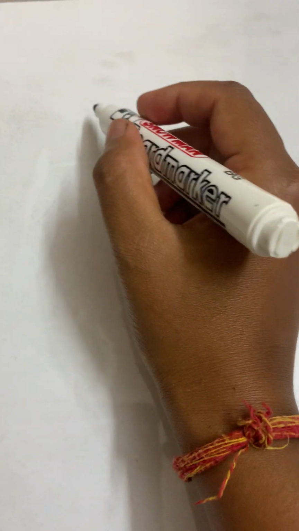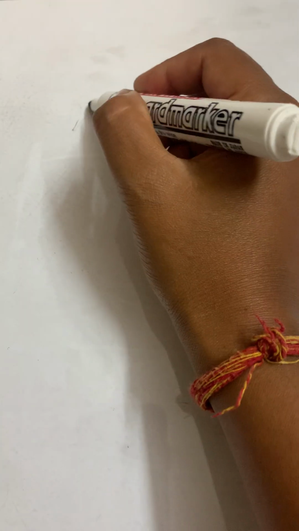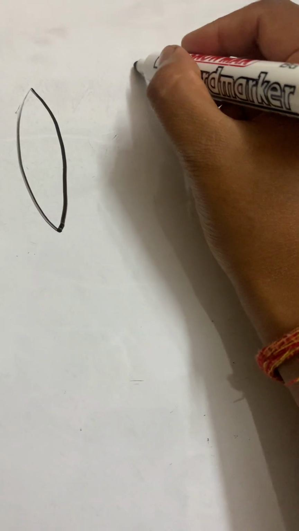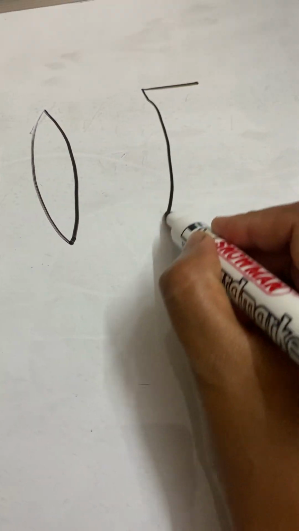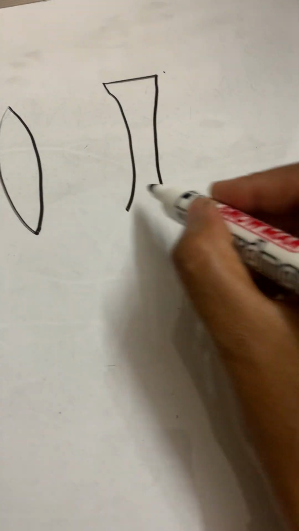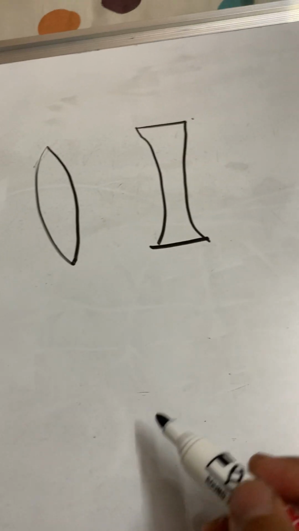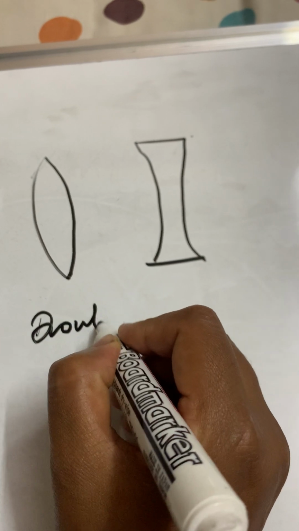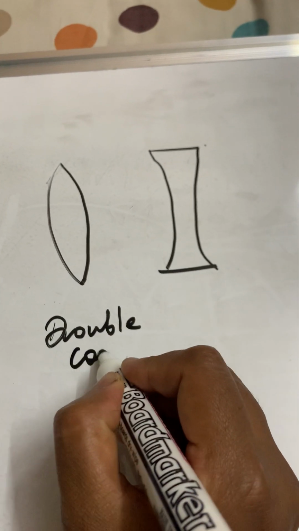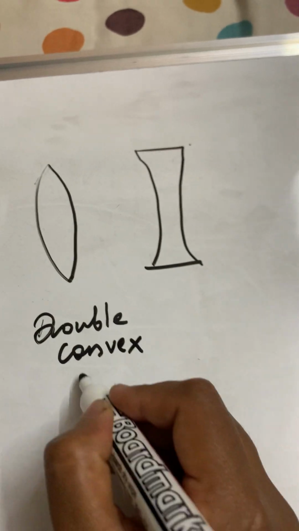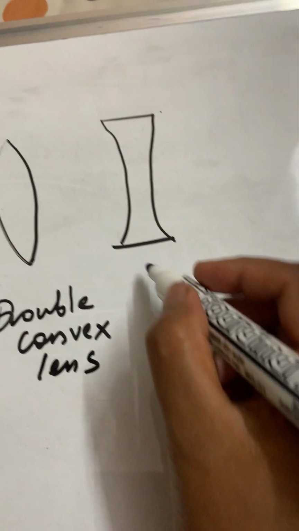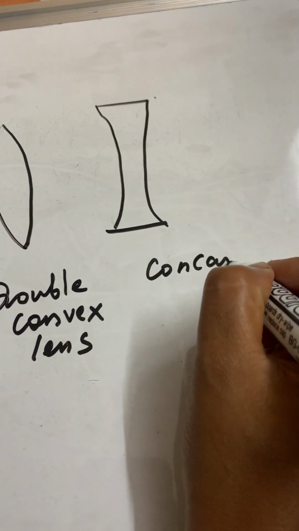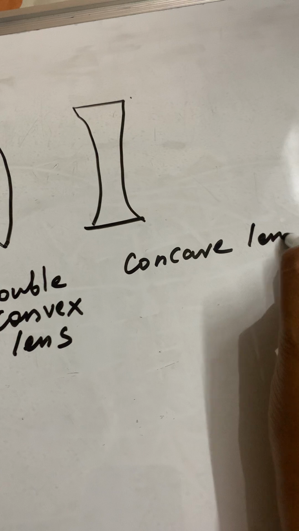In class 10 we will be going to study two types of lenses, which is convex lens, another is concave lens. Okay, this is called double convex lens, and this is double concave lens. Okay, so concave lens.